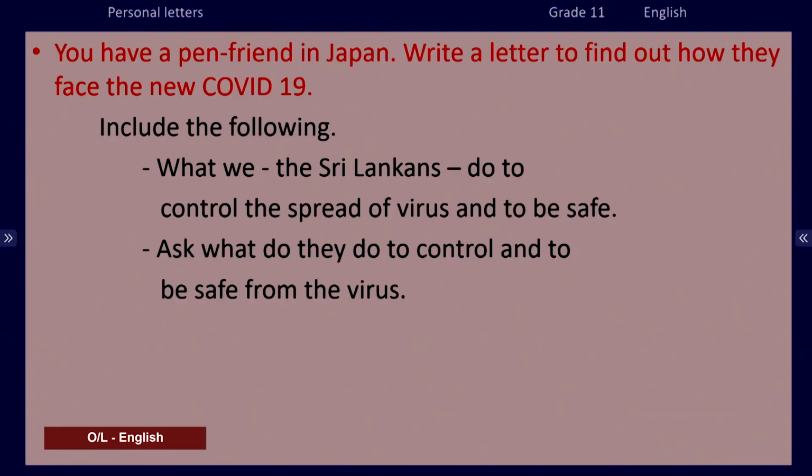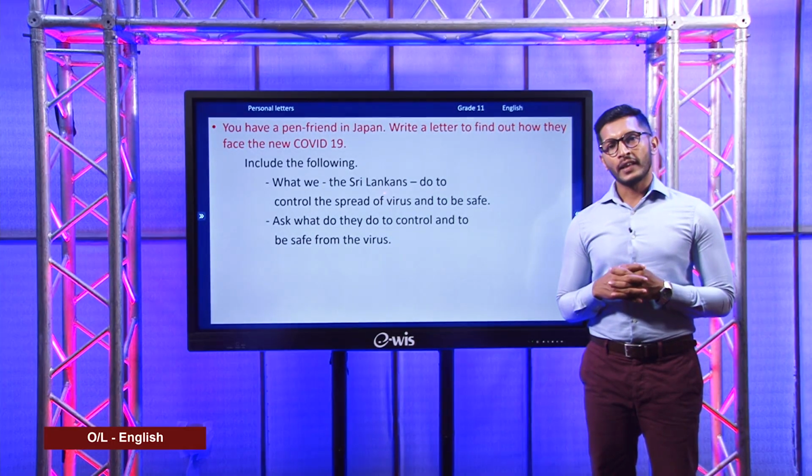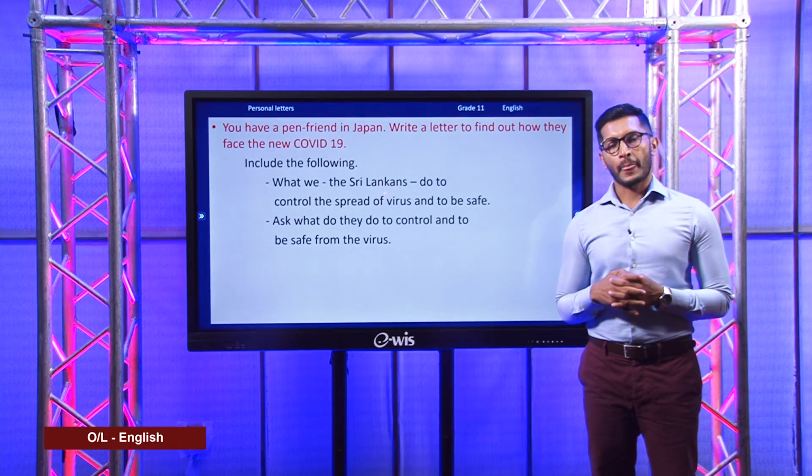And right after the address, you write the date. Remember to put a full stop there. And after the date, you write the salutation. When you write the salutation, you can use the name of your pen pal, if you have got one, or else you can use any name there.